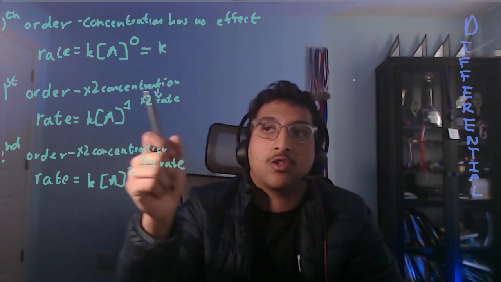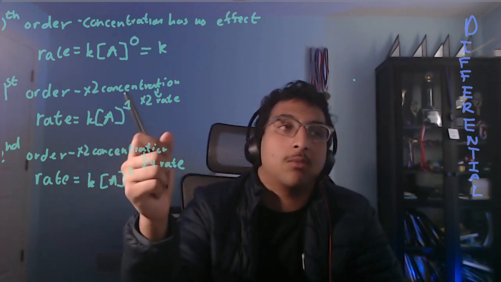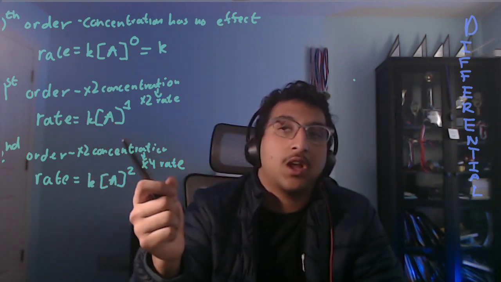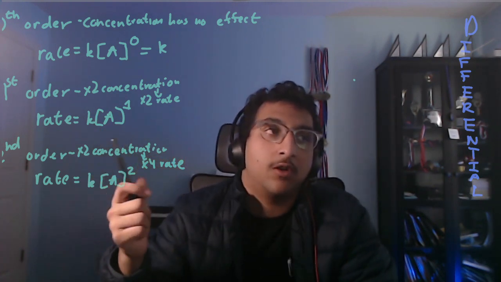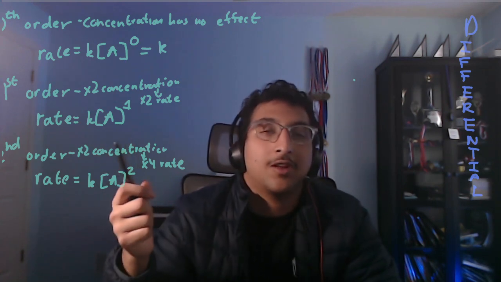First order: if we multiply the concentration by x, you'll multiply the rate by x. So if it doubles, this doubles. If it triples, this triples. So the rate is just k times the concentration to the power of 1. You don't need to write the power because anything to the first power is just itself.